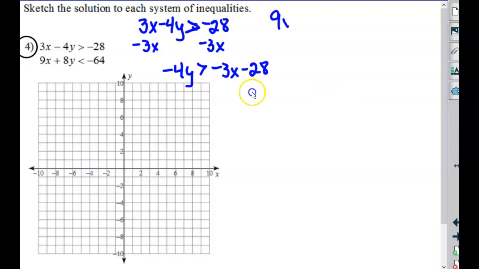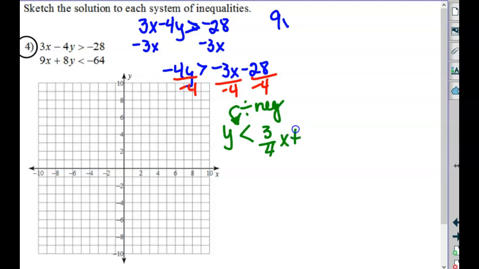But what do I need to do then? If I divide all those by -4, does anybody remember what happens? Yes, I have to flip the greater than to a less than, okay, because I divided by a negative. So this is going to become positive 1y is less than, okay, and then 3/4 x plus 7. Did I reduce everything right? Okay, so I go up to 7, and my slope is up 3 and over 4, or down 3 and back 4.